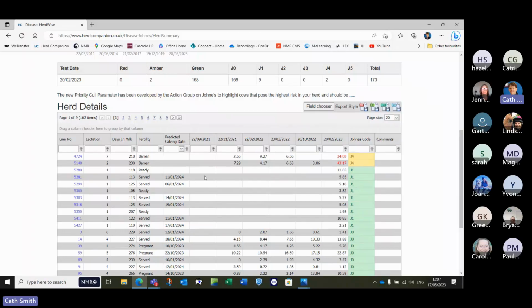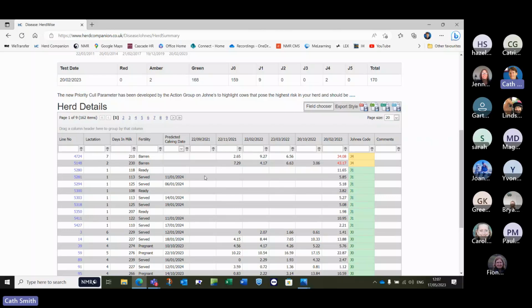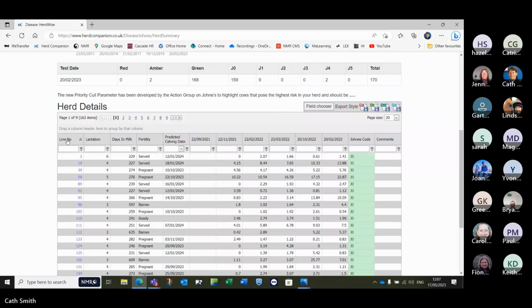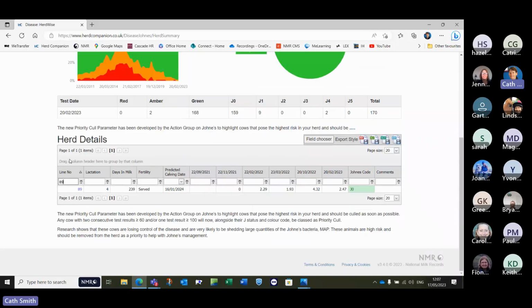If you were present at the last webinar I did, you can sort with a click on a header on all of these. You can find a cow. Don't rifle through 600 pages. Just click on here, type in a cow number, and you'll go straight to that animal. And then you can explore her data in a bit more detail.